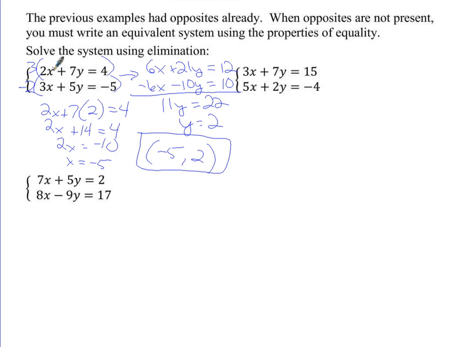-5 times 2 would be -10. 2 times 7 would be +14. Put those together and you get +4. -5 times 3 is -15. 2 times 5 is 10. Put those together and you get -5. So this is the correct ordered pair for this system of equations. No other ordered pair will work. So that's why you check.